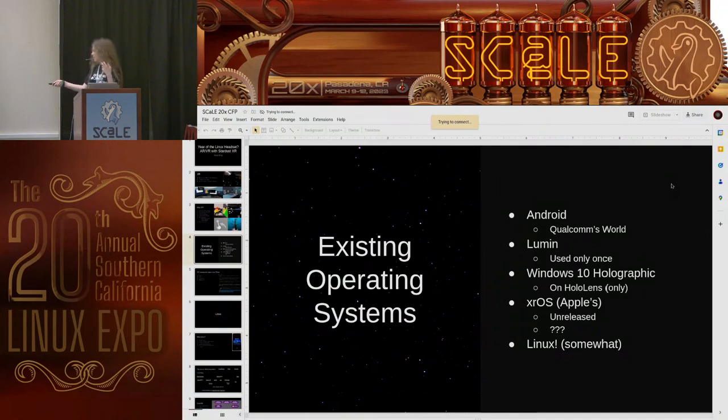You have XROS. We don't know anything about it. There's a bunch of rumors, but nobody's really ever heard anything about it because it's Apple and they don't leak stuff. And then we have, last of all, Linux, which everybody is here to see. I say somewhat, because we're getting there. We're not quite there yet. But you'll see why I think this is a good potential.